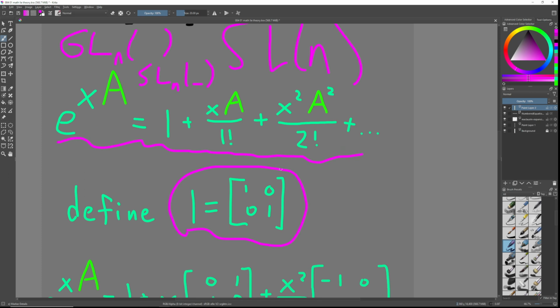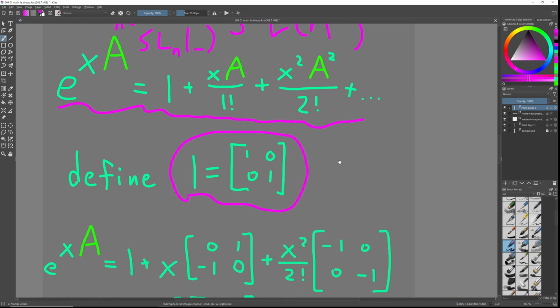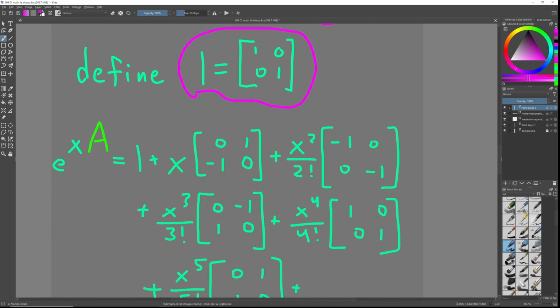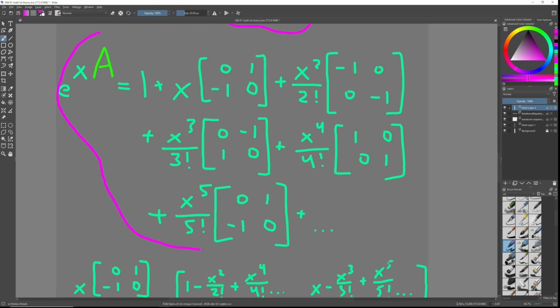It's a little messy, but okay. We've already calculated a squared, a to the third power, and all that. So I've written it out here.